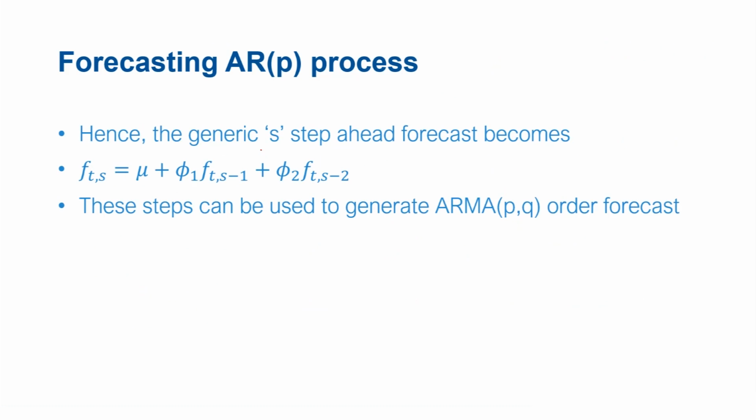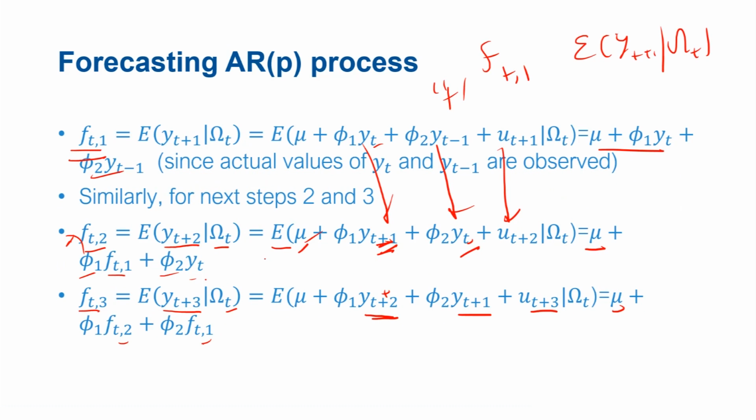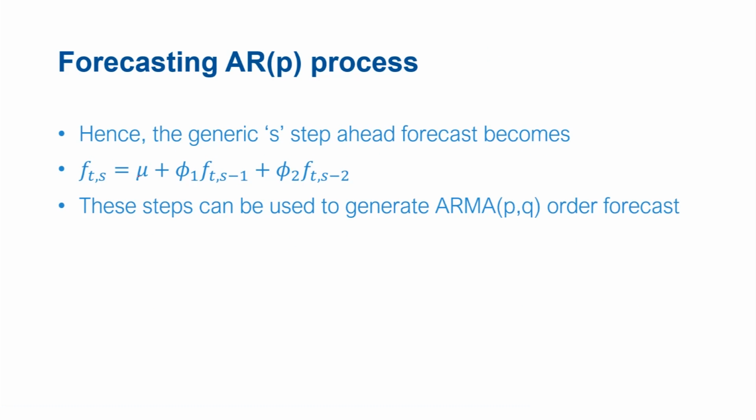And therefore, our resulting forecast, which appears like this, we can obtain a more generic expression. Look at this: f(t,3) = mu + phi1 times f(t,2) + phi2 times f(t,1). So the generic forecast will appear like this, which is nothing but f(t,s), the s-steps-ahead forecast with a constant term, the immediate previous term s minus 1 and the next previous term s minus 2. Why these two terms? Precisely because this was an AR2 process.